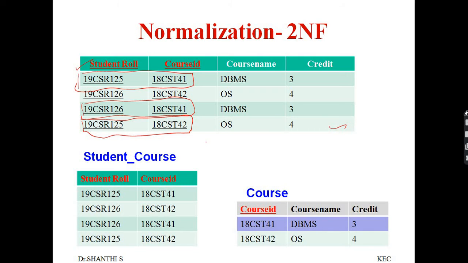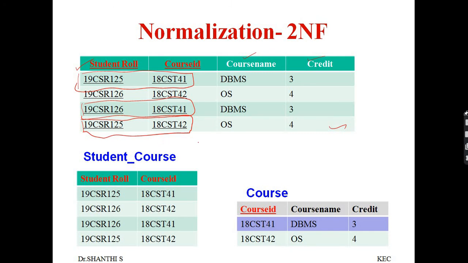So what does fully functionally dependent mean? It means all non-key attributes depend on the primary key. Course name and credit are called non-prime attributes. A non-prime attribute that is fully functionally dependent on the primary key is called a fully functional dependency.